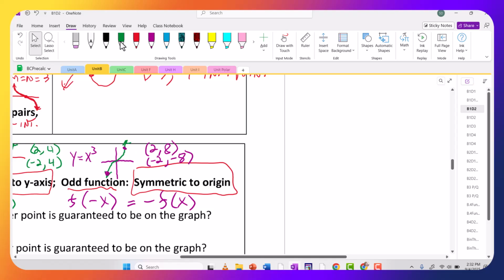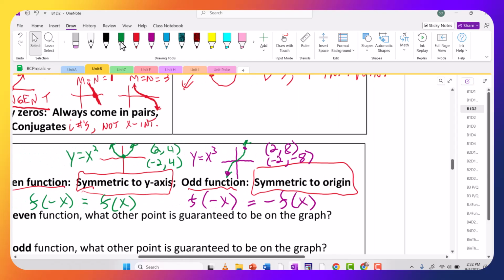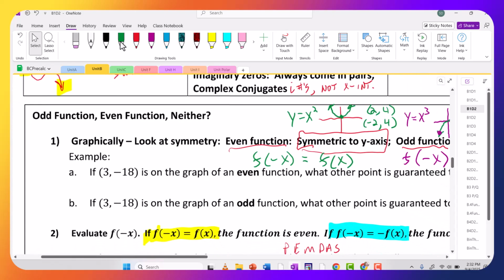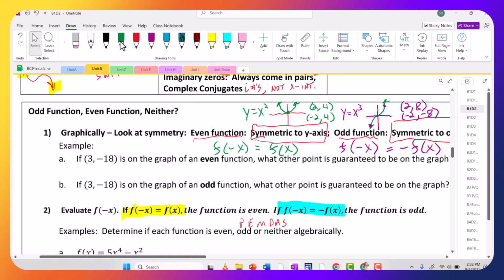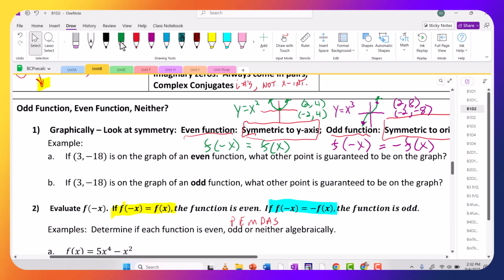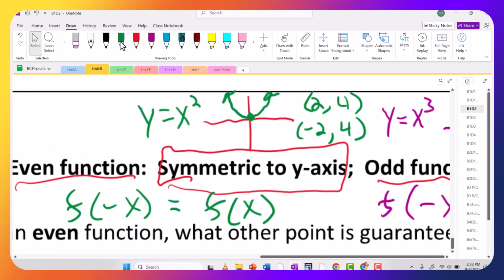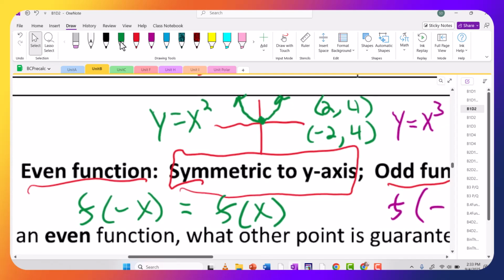Okay, now here's the tough part. You ain't gonna like this. But it's something you're going to have to do. And I'm not really a huge fan of this concept either, but even and odd. Because there's very rare functions that are even or odd. And it's one or the other. So here's what you got to know about even. Let me zoom in on what you should write. Even functions are symmetric to the y-axis.